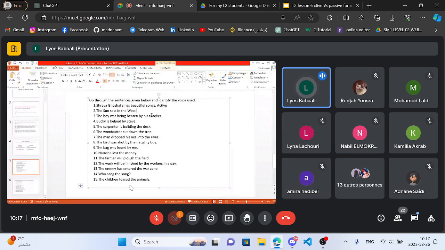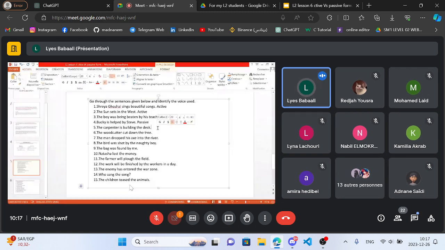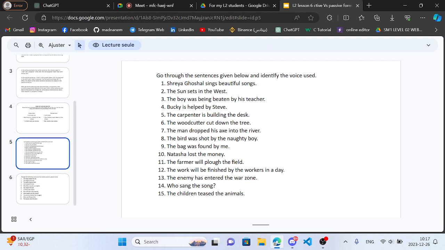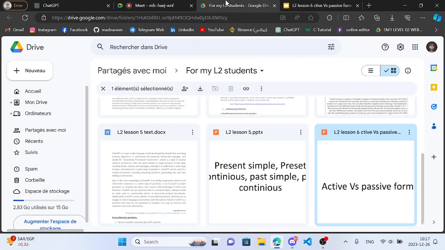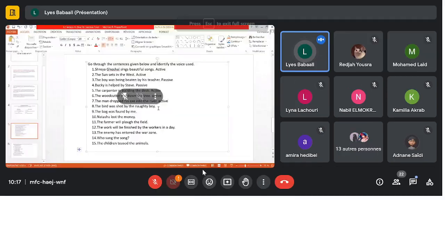The sun sets in the west. Active. The boy was being beaten by his teacher. Passive. Bucky is helped by Steve. Passive. The carpenter is building the desk. Active. The woodcutter cut down the tree. Active. The man dropped his axe into the river. Active. The bird was shot. Passive.